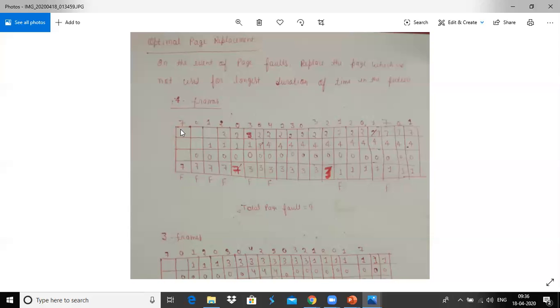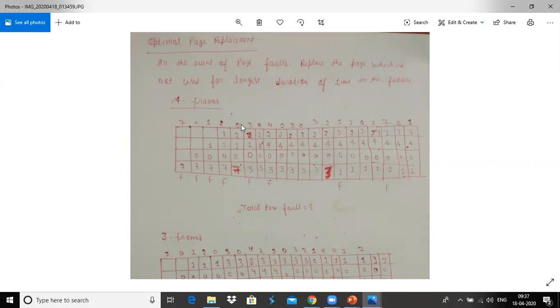Again 0 comes, but previously it was not in the frames, so again one page fault for 0. Again 1 comes, but previously it was not in the frames, so again one page fault for 1. Again 2 comes, previously it was not in the frames, so one page fault for 2. At this position you can see that all the frames are completely filled. Now the request for 0 occurs.